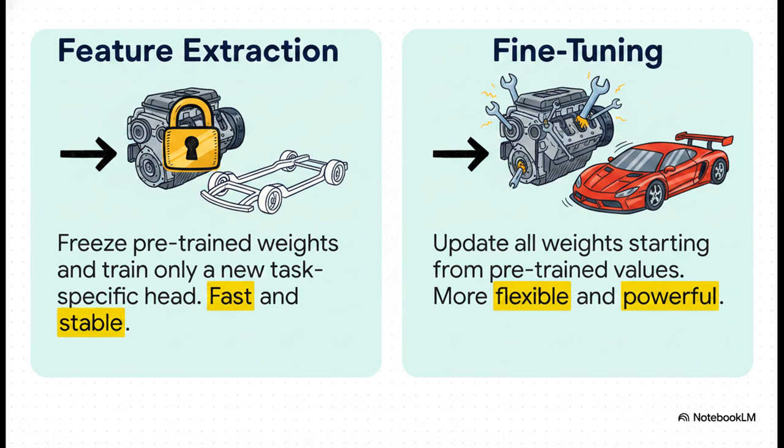Now, there are two main ways people apply this shortcut. The first is called feature extraction. This is kind of like taking a powerful pre-built engine out of a sports car and just locking it down. You don't touch the engine itself, you just build a new custom chassis around it for your specific task. It's fast and it's stable. The other method is fine-tuning. Here, you take that same engine, but you gently tweak and tune all of its parts to squeeze out every last bit of performance for your specific race. It's definitely more powerful, but as you can imagine, it requires a lot more care.